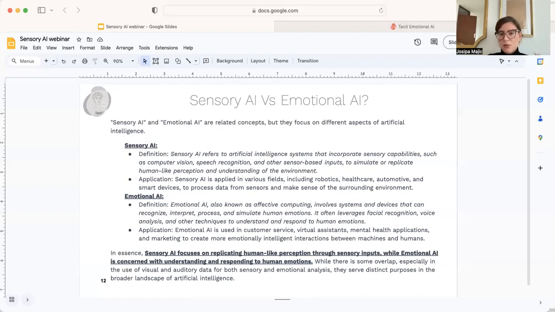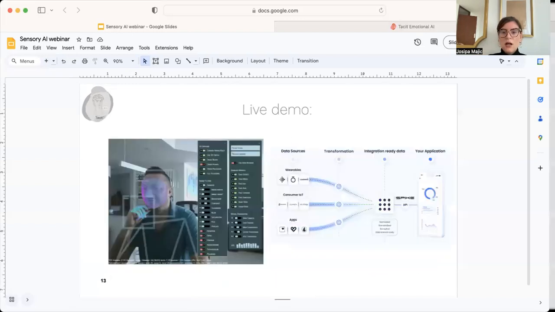We can also say that emotional AI is the first step into having full sensory AI capabilities, but the market is still not there yet.